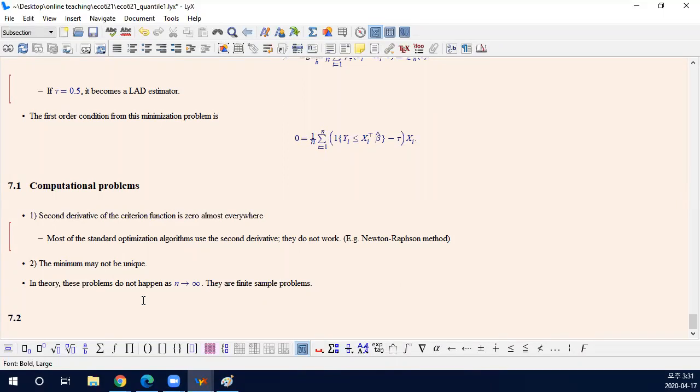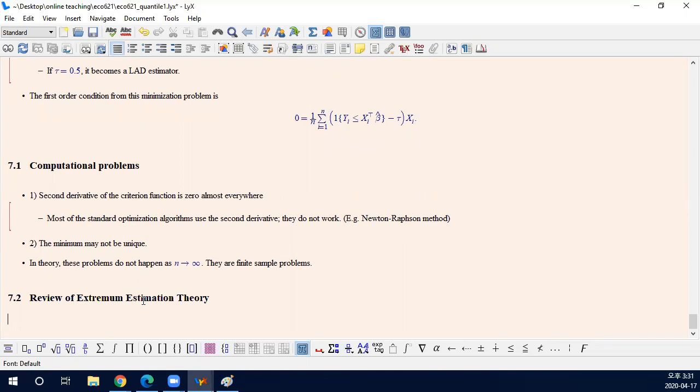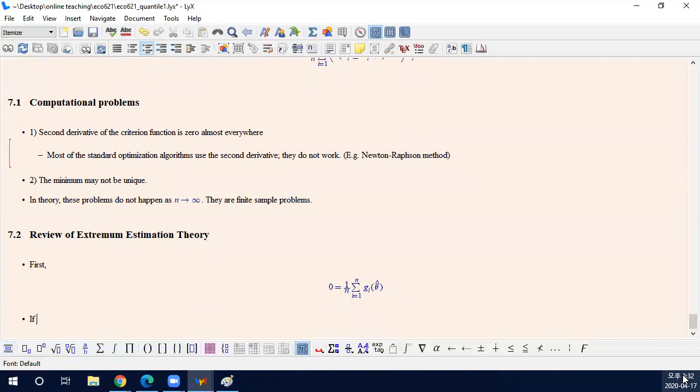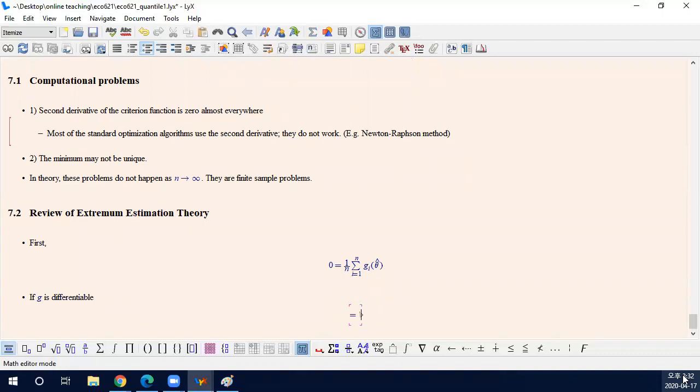Anyhow, let me do this. To do that, I will review extremum estimation theory, M estimation theory. We considered, first we started from something like g_i, it doesn't matter, it's just a review. The first order condition, if g is differentiable, we had this. Let me just continue from the earlier equation.